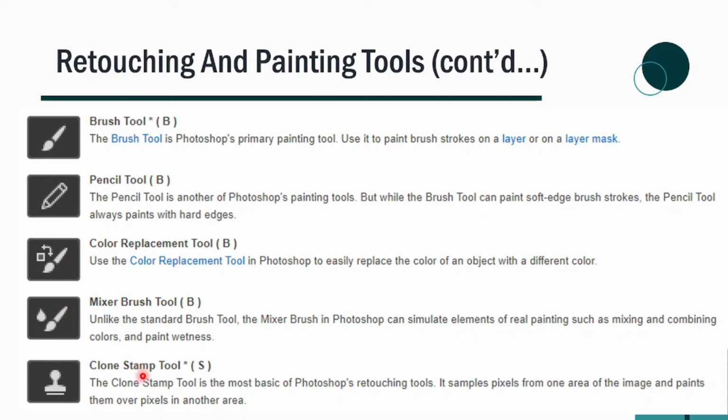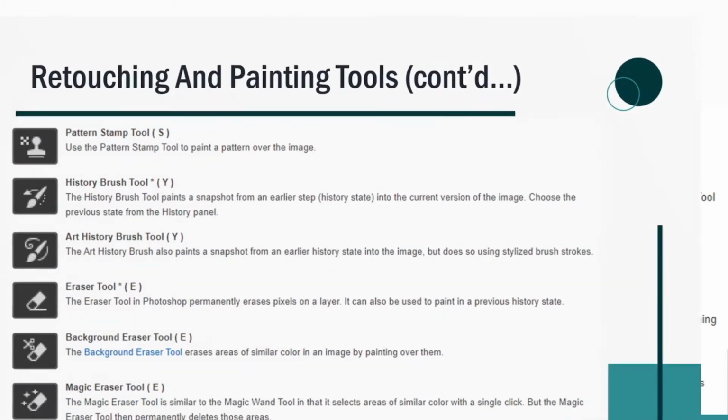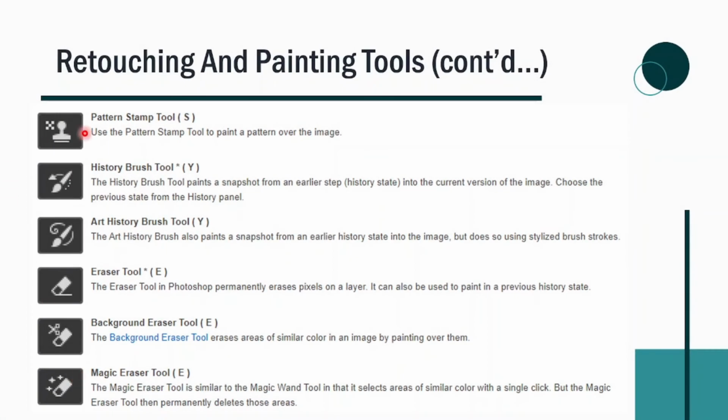Let's proceed to clone stamp tool, letter S. So the clone stamp tool is the most basic Photoshop retouching tool. It samples pixels from one area of the image and paints them over pixels in another area. Okay, the pattern stamp tool, we'll discuss this one later.